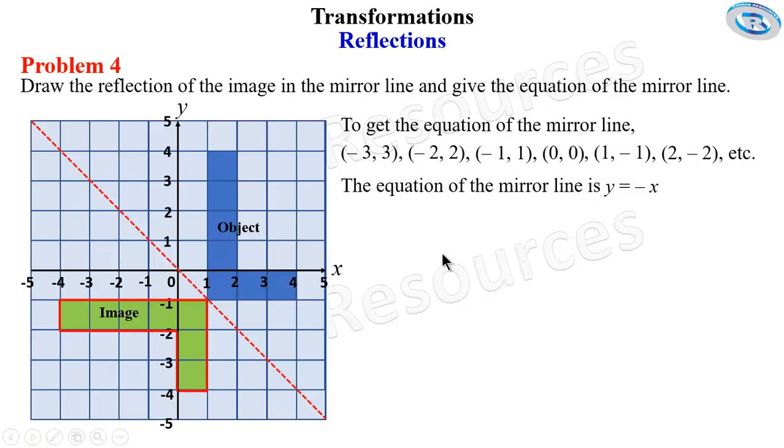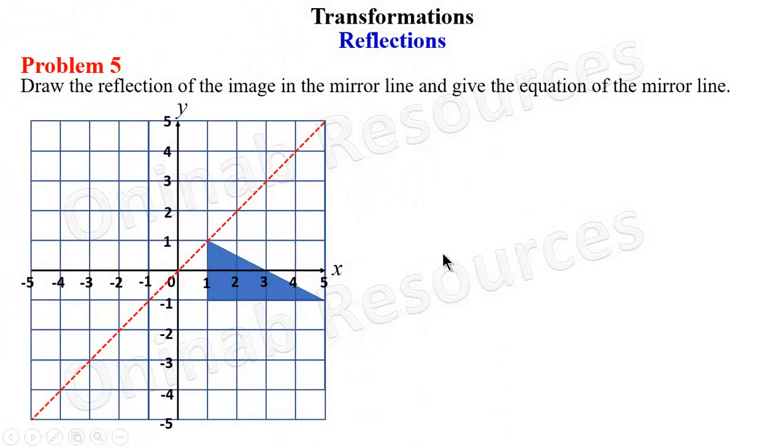I hope you are following, you are getting it. Thank you. So we go to problem 5. For problem 5, draw the reflection of the image in the mirror line and give the equation of the mirror line. And if you can see now, this is taking the different direction, the mirror line. The previous problem, which is problem 4, was going this way, but this one is going this way.